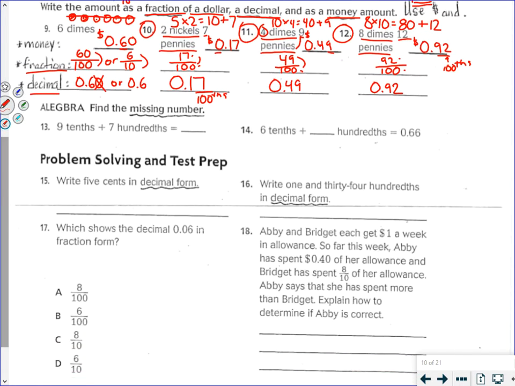So now find the missing number. So 9/10 and 7/100. We have 0.9 plus 0.07, because this is the same as this. 7/100. So now we just fill it in: 0.97. You guys try this one. Pause the video. Try that one.